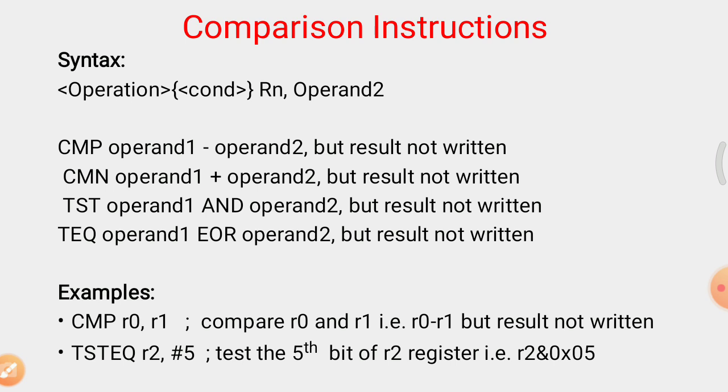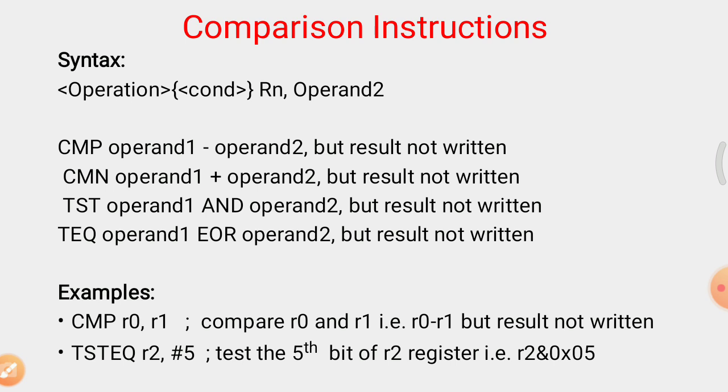Then CMN, that is compare negative. Here the value of operand 2 is made 2's complement, and then it is added with operand 1. Here also the result is not going to be written anywhere, and the flags are going to be updated.